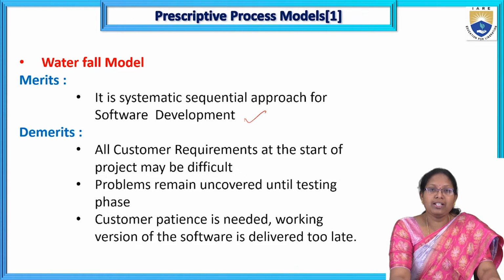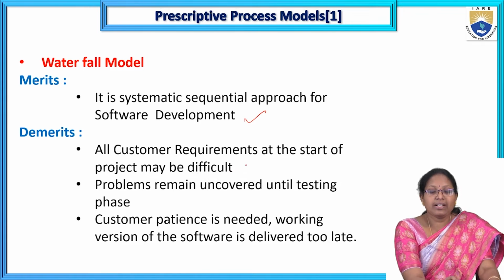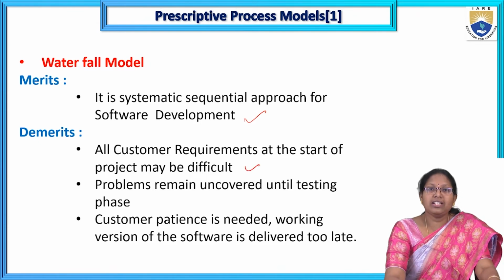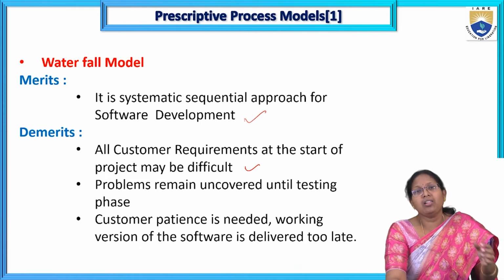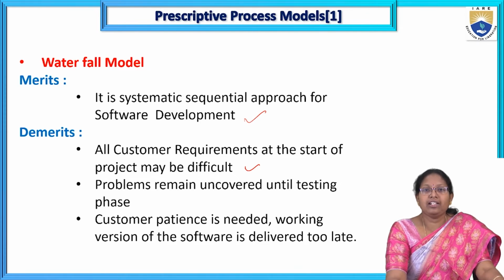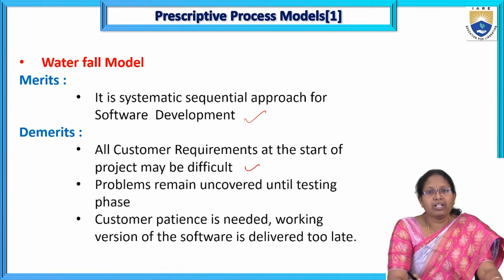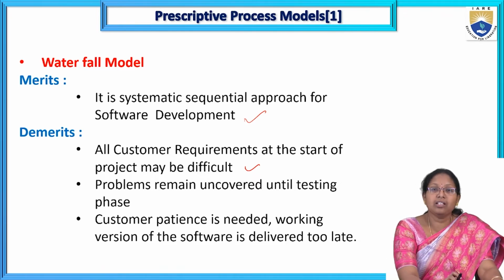Now the demerits of the waterfall model. It may be difficult to contain all customer requirements at the start of the project. With very big projects, gathering all the requirements at the beginning is somewhat difficult. For very small projects, it is okay: first gather the requirements, then go for planning, then modeling. But for large projects, completing the requirements gathering at one time is somewhat difficult. That is one of the demerits of the waterfall model.